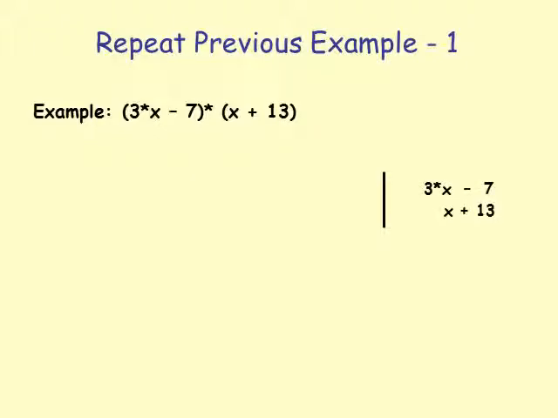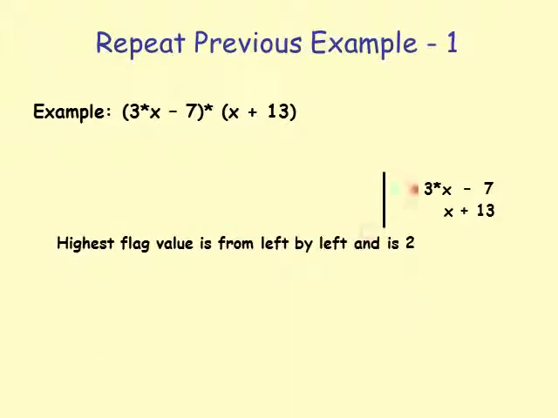Okay, let's repeat the example again. Multiplicand is 3x minus 7 and multiplier is x plus 13. Okay, let's continue here. So we'll do a vertical and crosswise method here. So we did 3x minus 7 multiplicand, and this is my multiplier x plus 13.